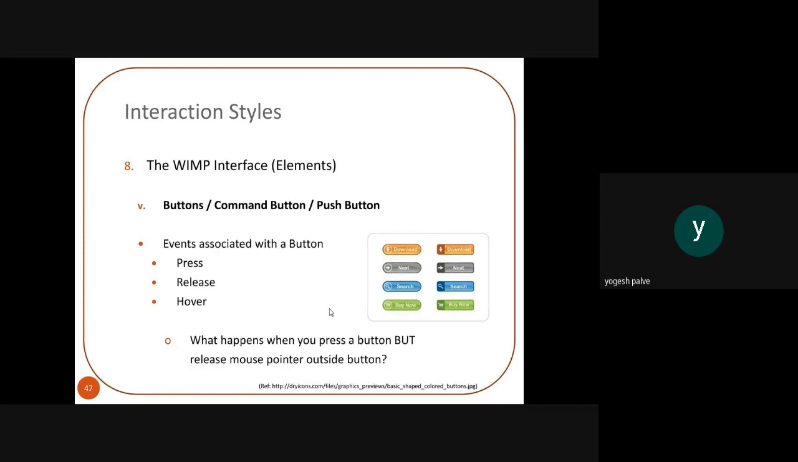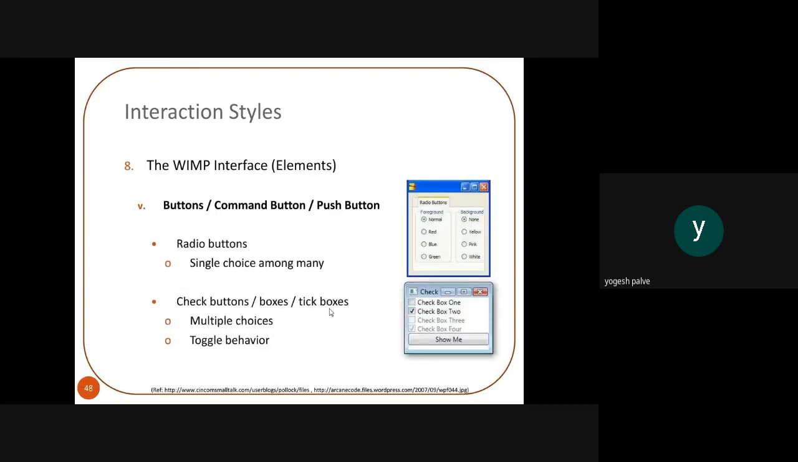Then in the button, there will be an event associated with a button. So what is the event you can apply on the button? First, you can press it, you can release it, or hover it. So what happens when you press a button but release the mouse pointer outside the button? Whenever you apply some event on the particular button, automatically the cursor will go to the specific location or area of that particular button, and also the event will be created. So according to your particular user need, you can apply it.